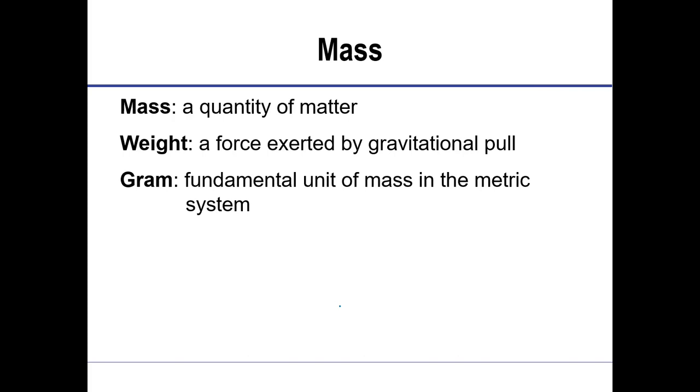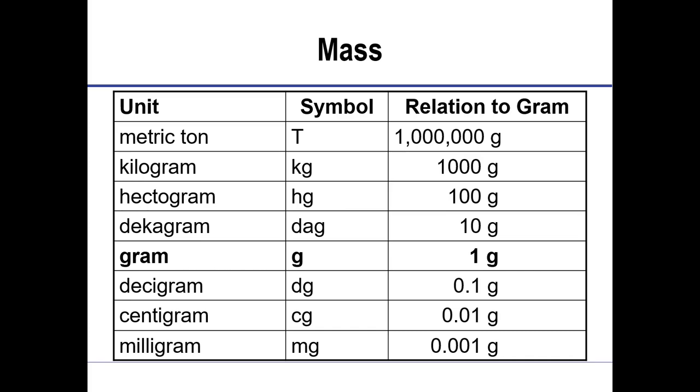Let's look at some definitions. Mass is a quantity of matter. Weight is a force exerted by gravitational pull. And gram is the fundamental unit of mass in the metric system. Here is a table that compares our base unit, which is gram, and the mass of other metric units.